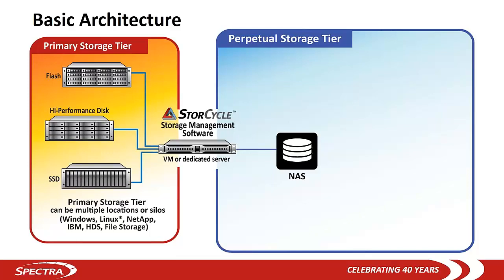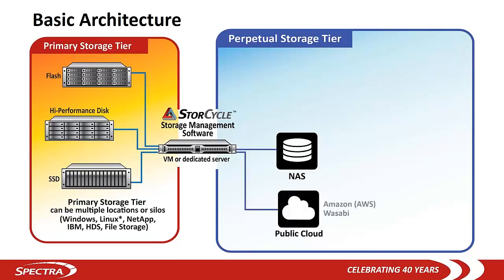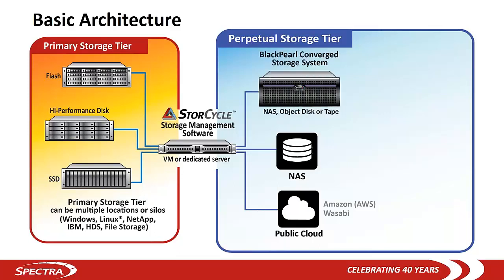And then StorCycle will move it to one or more of three types of storage targets. That could include NAS, and it might be SpectraLogic's Black Pearl NAS, for example, which is really focused on storing inactive data very affordably, but it could be any other kind of NAS as well. It could be the cloud. For our first release, we'll support any Amazon or anything that can emulate or look like Amazon. And then finally, we support our Black Pearl storage system.